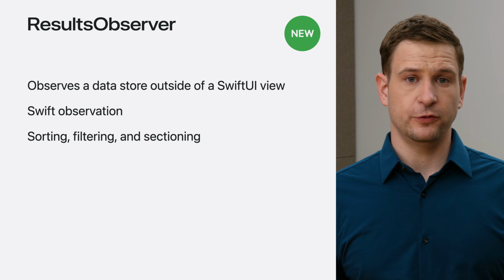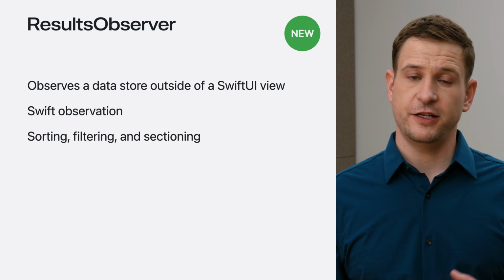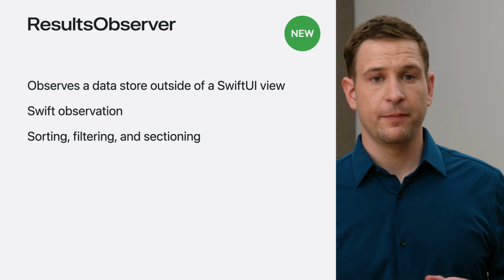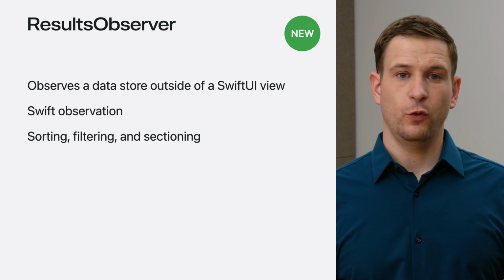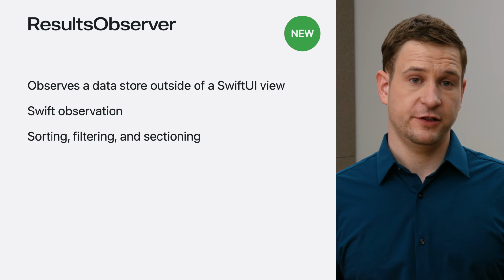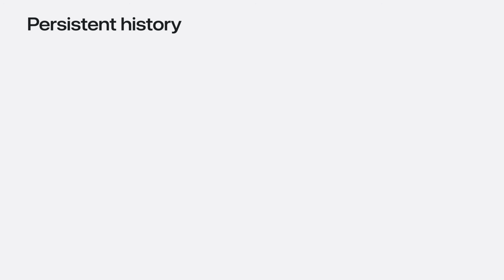ResultsObserver is a powerful tool if your code needs to react to changes in your data store, anywhere in your app. But we didn't stop there. In Apple's 2027 releases, we're also supporting observing history. First, a quick history lesson.